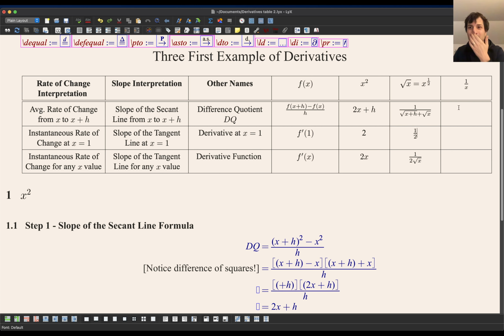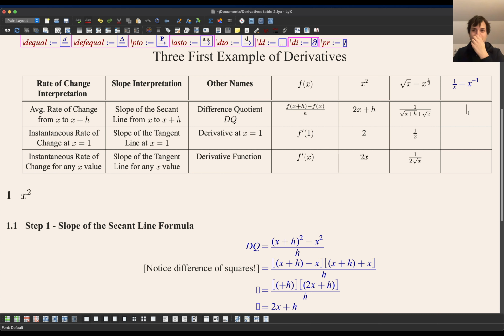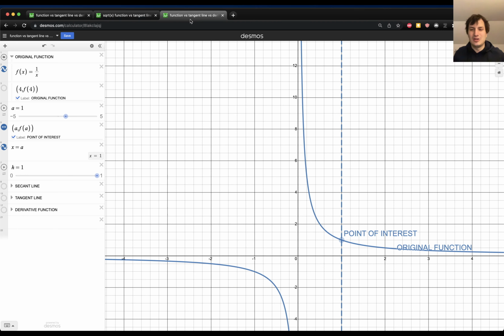Will the pattern continue for the function 1 over x? 1 over x is x to the power minus 1. Will this pattern continue? So let's do the function 1 over x. And I have, again, a third Desmos file for 1 over x.